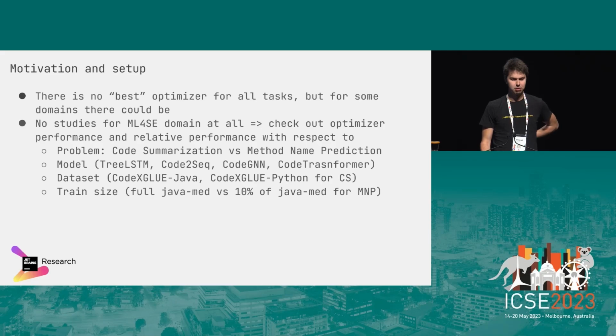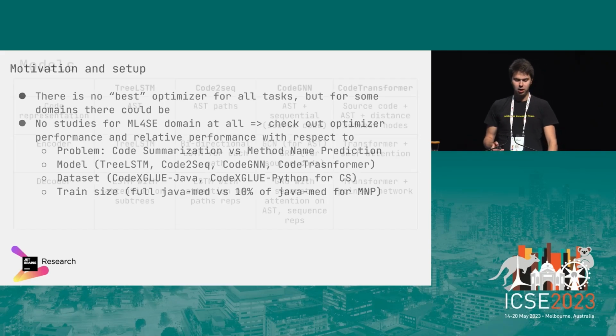For example, for the NLP domain, Schmidt et al. show that one optimizer is better than the others. Well, the thing is, there were no studies for machine learning for the software engineering domain, and we wanted to check if some optimizers are better than the others, and whether different aspects affect the optimizer performance.